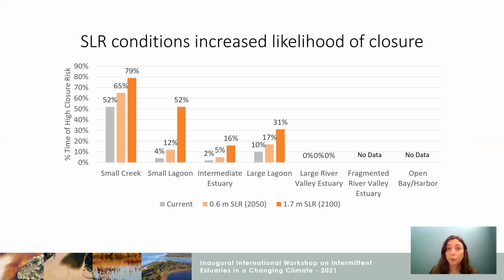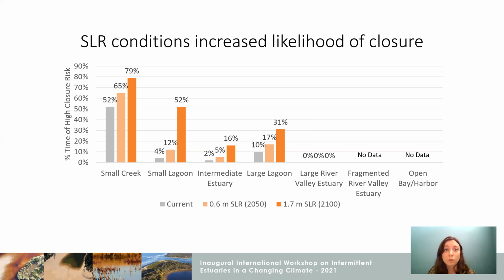A 1.7 meter increase in sea level would increase the percent of time on average by 28%. So you can see that small creeks and lagoons that are already pretty prone to closure in this region are expected to have even more closures in the future with sea level rise based on this simplified model. And the risk of closure in these intermediate estuaries, our IOCEs, are comparatively not as drastic, but we are expecting more closures with sea level rise.